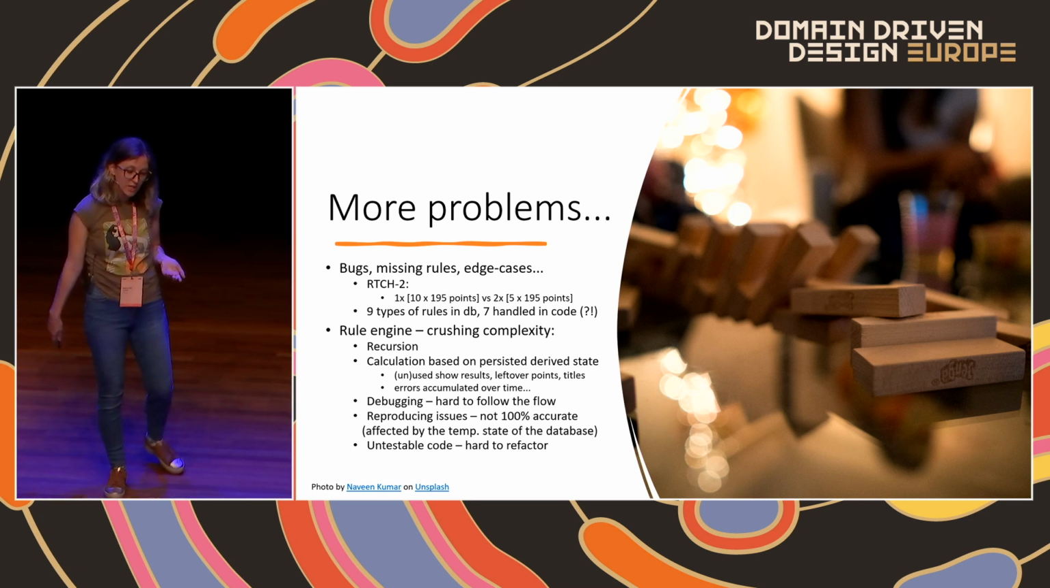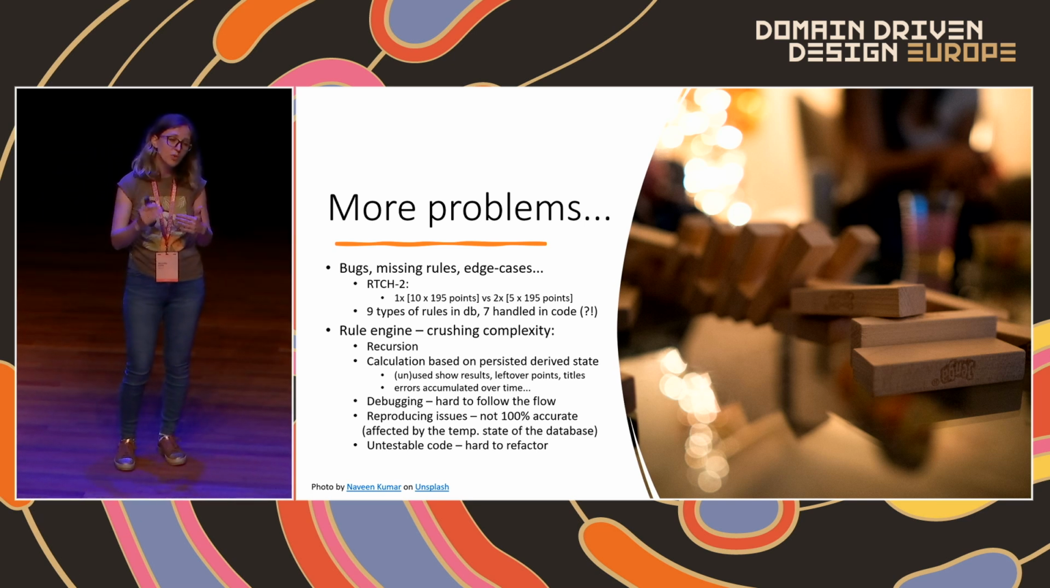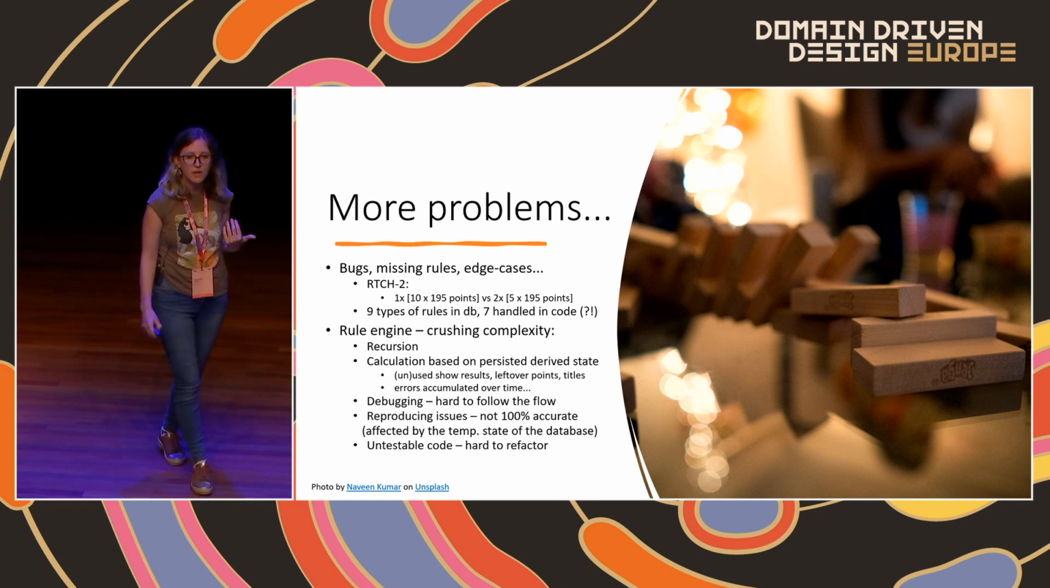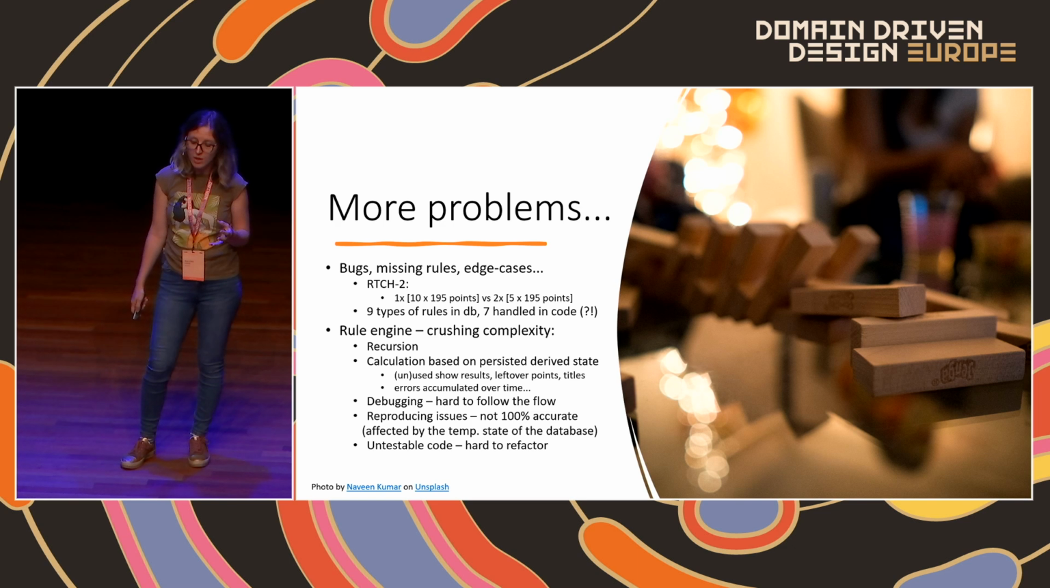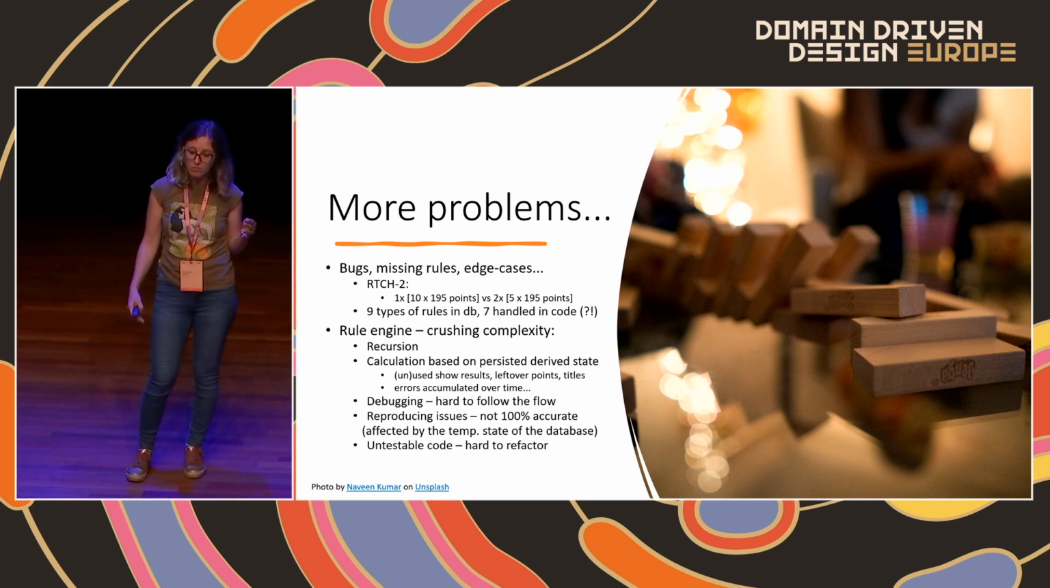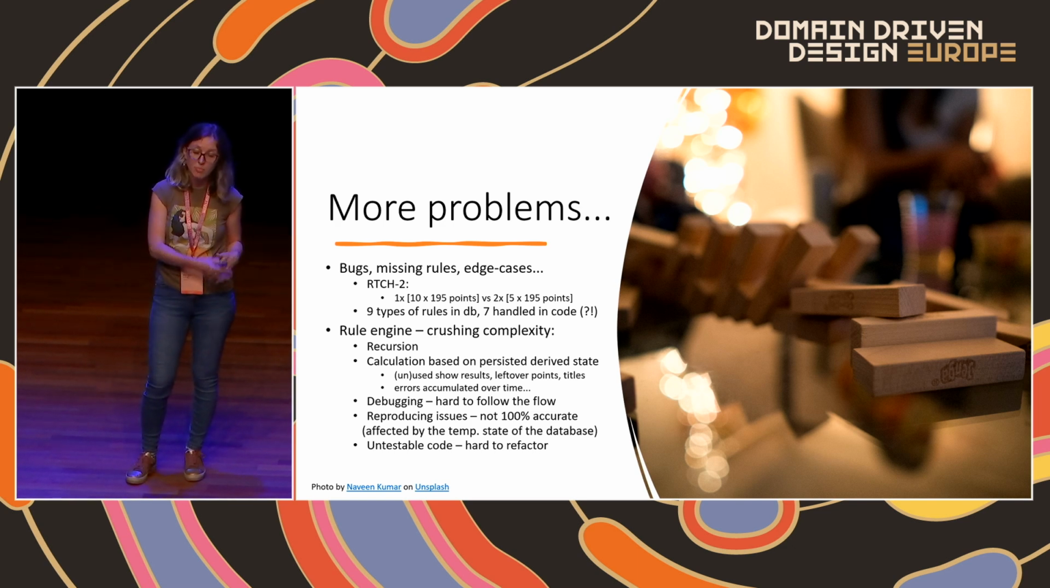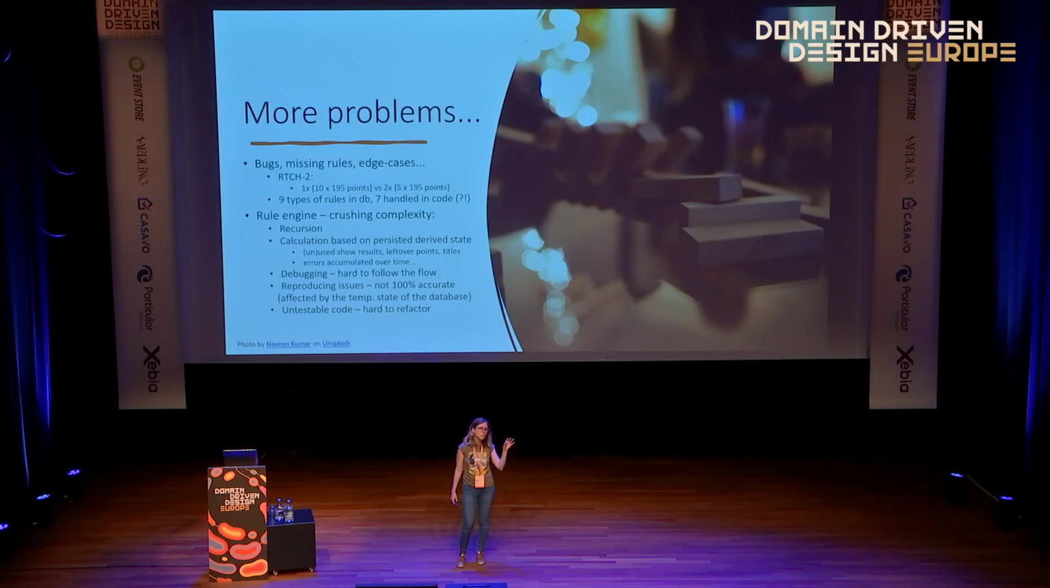Also the rule engine itself, I showed you the pseudocode for this, right? But it was really complicated code to work with. It used recursion. The calculations were based on state persisted in the previous calculation. So if you made any mistakes in the previous calculation, you would get a garbage in, garbage out kind of situation, right? And the errors would accumulate.